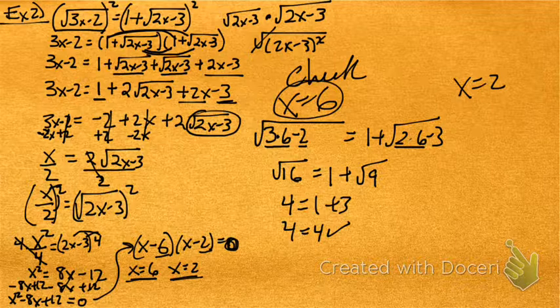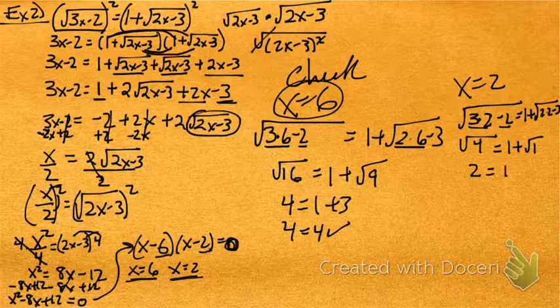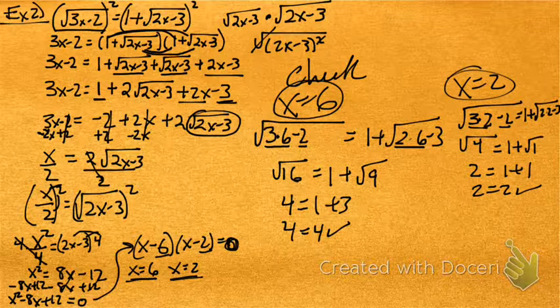If we plug in 2 and check it, we're going to get the square root of 3 times 2 minus 2 should be equal to 1 plus the square root of 2 times 2 minus 3. So I get the square root of 6 minus 2, that's 4 on that side. And I get 1 plus 2 times 2 is 4, and 4 minus 3 is 1. I get the square root of 1. So the square root of 4 is 2, and 1 plus the square root of 1 is 1 plus 1. Hey, we get 2 equals 2. Good news. Both of these are solutions, and we've just verified that. We've checked it.